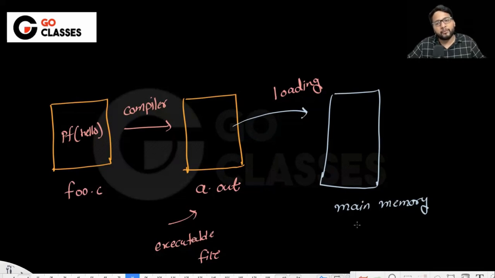Main memory, you can just think of it as RAM. Have you heard about RAM? Random access memory. This is the main memory. Whatever you are running on your laptop, let's suppose you are currently watching this lecture on Zoom, and some browser is running, whatever is running has to be in the main memory. That's called main memory.